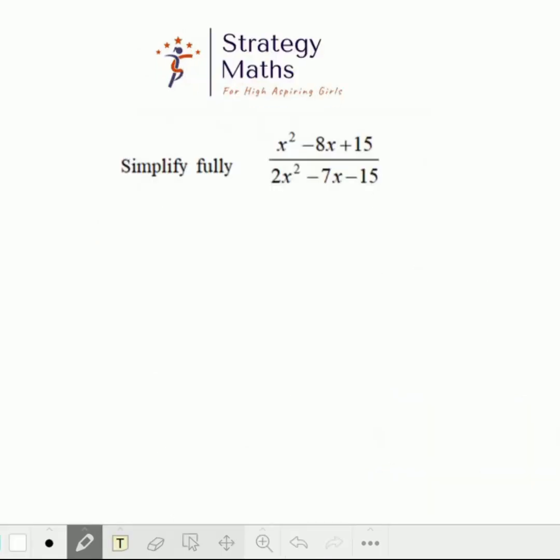Okay, let's have a look at question number 2. Again, we're going to factorise the numerator, factorise the denominator, and see if we've got any common factors that we'll be able to cancel out. So let's have a look at the numerator.